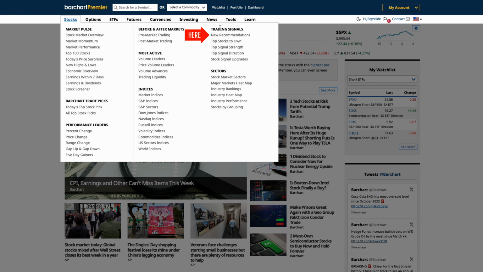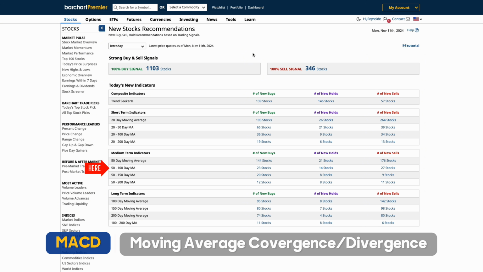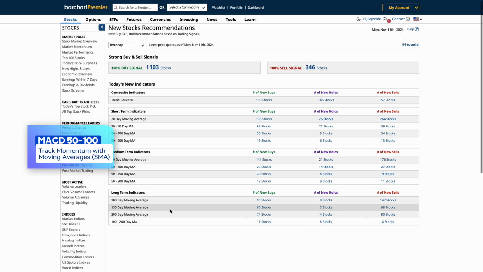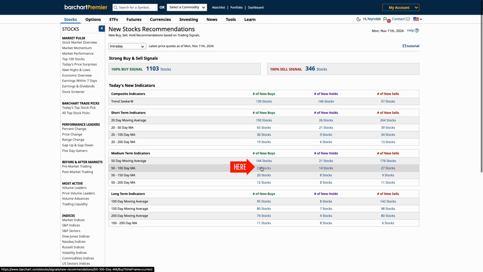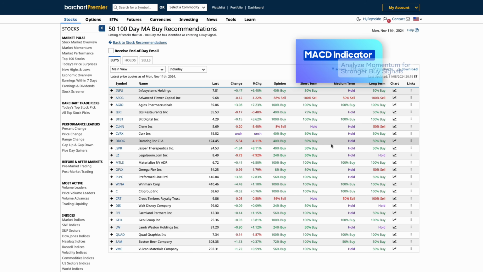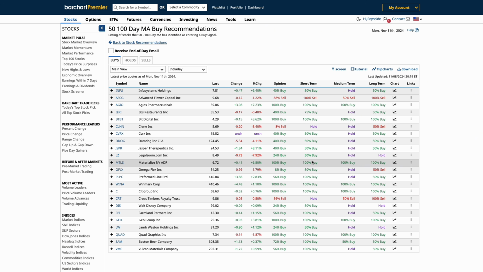Next on Jim's list is the 50 and 100-day MACD Oscillator. Let's click the Stocks tab and select the New Recommendations list. The MACD 50 and 100-day Oscillator is one of the most powerful indicators here. The MACD, moving average convergence divergence, is similar in concept to the line oscillator. The difference is the MACD uses exponential moving averages versus the simple moving averages used in this study. It's the point where the 50 and 100-day moving averages cross, as it's a longer-term indicator. By finding stocks where the 50-day moving average crosses above the 100-day moving average, this will allow us to spot momentum shifts in a stock's performance.